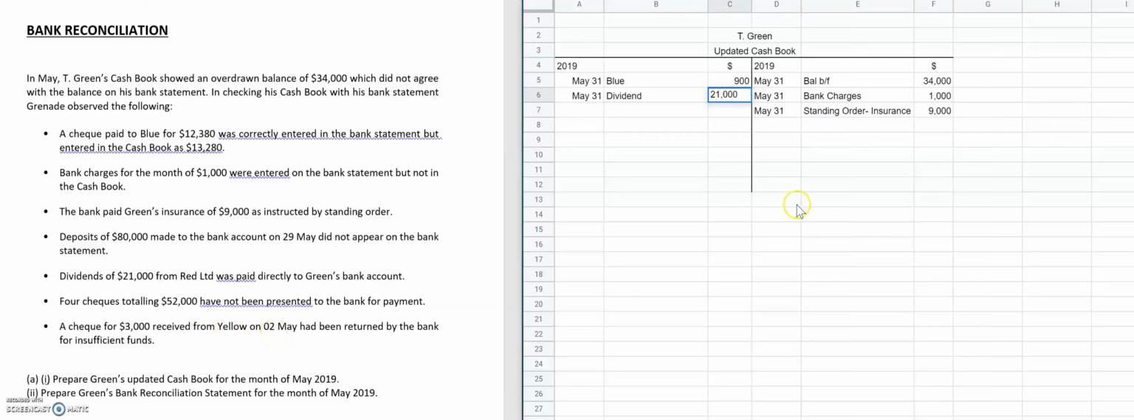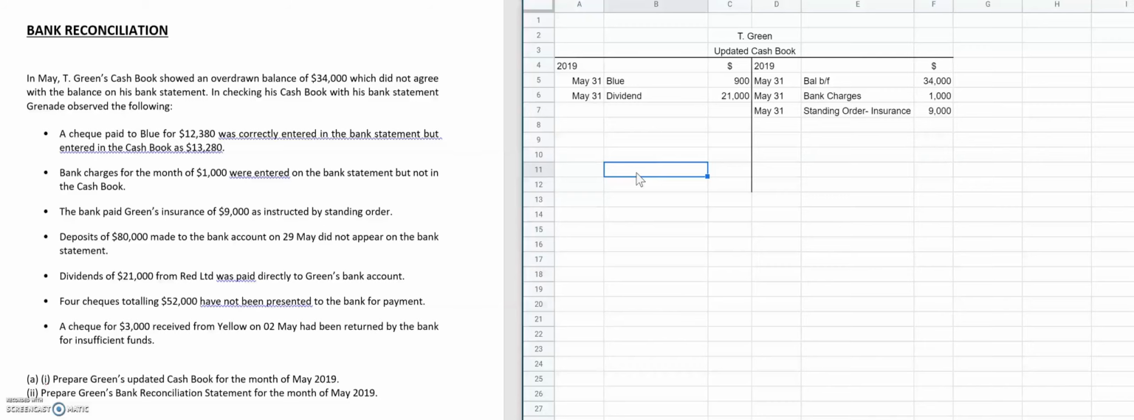the bank for insufficient funds. Alright, so therefore we had gotten the check from Yellow, right? And when the check was presented to the bank and the banks made their checks, they realized that there was insufficient funds in Yellow's account to cover the check, and therefore we would have made a debit entry in our cash book to record that we received this money.